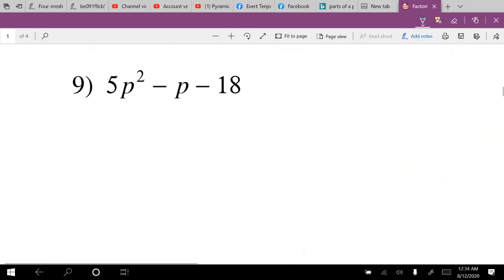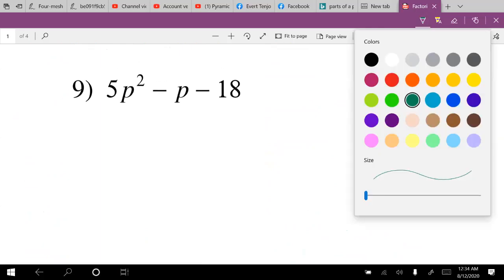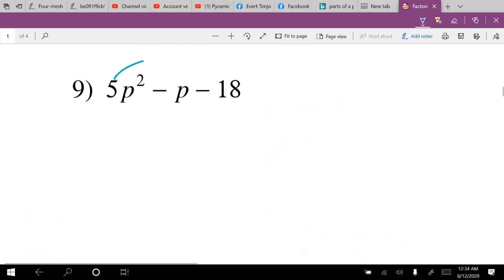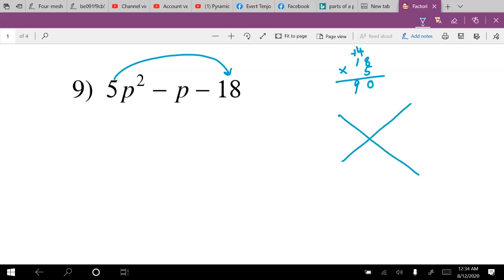Okay, let's try one more. The last one. We'll multiply 18 times 5. 8 times 5 is 40, 0 plus 4. 5 plus that is 90. So we're going to look for 90, -90. Right? Remember, we're multiplying -18. We'll try 9 and 10. We'll find two factors that will give us, remember, -1.